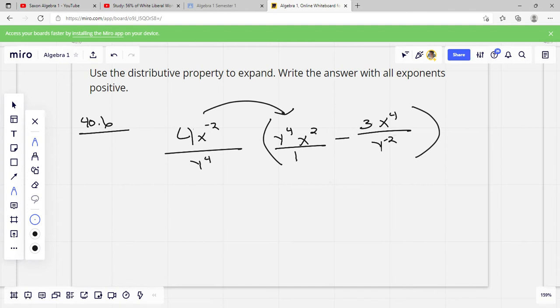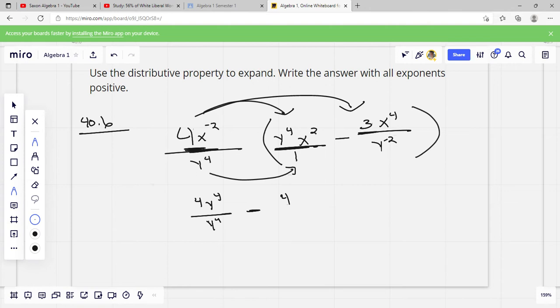All right, so now for this top, I'm going to go 4. So I don't have any number to multiply by right there, so I'm just going to have 4. And then I've got x negative 2, x positive 2. That means 2 minus 2, so I'm not going to have any x's, but I will have y to the 4th. So I have to look at everything in this and everything in this and put them together. Okay, now I've got y to the 4th over 1, so that would just be y to the 4th.